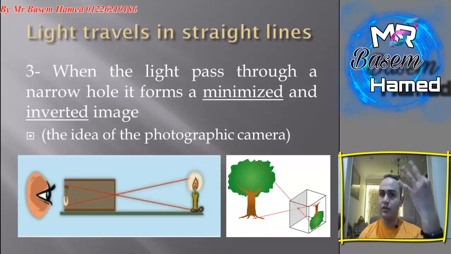This is the third activity that proves that light travels in a straight line. When the light passes through a narrow hole, a small hole, it forms a minimized and inverted image, and this is the idea of the photographic camera.